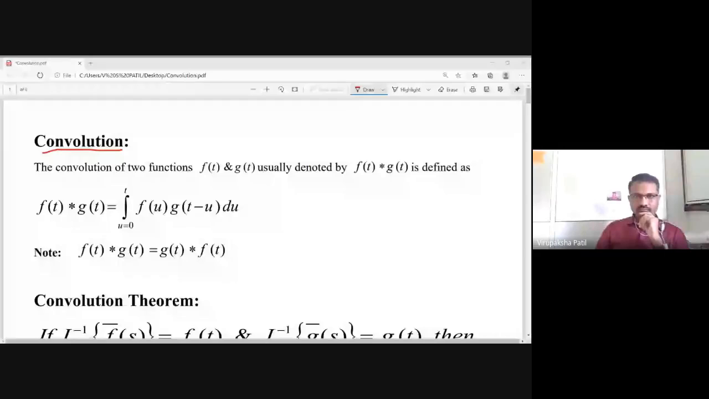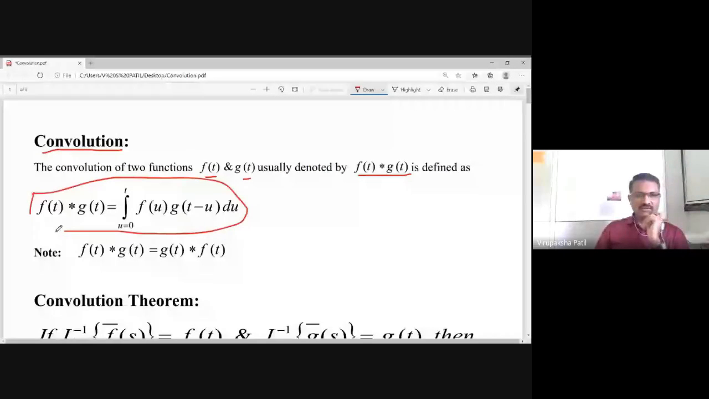Okay, see here. If two functions f of t and g of t are there, the convolution of those two is usually denoted by f of t convolute g of t, or f of t into g of t, and is defined as f of t into g of t equal to the integration from u equal to 0 to t of f of u into g of t minus u du. This is how we denote the convolution of those two given functions.